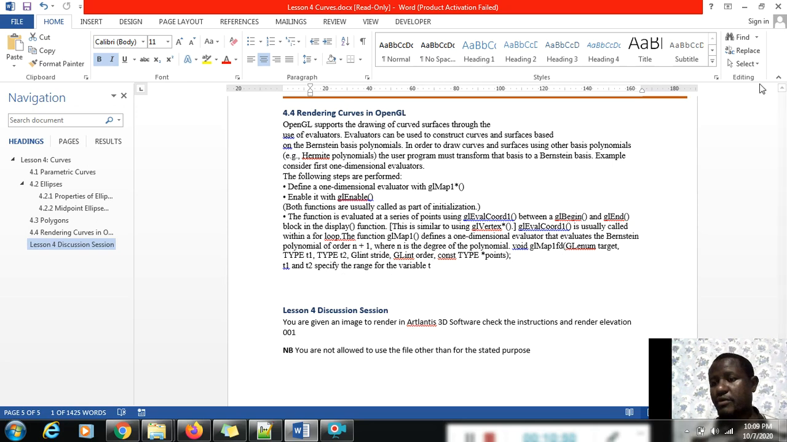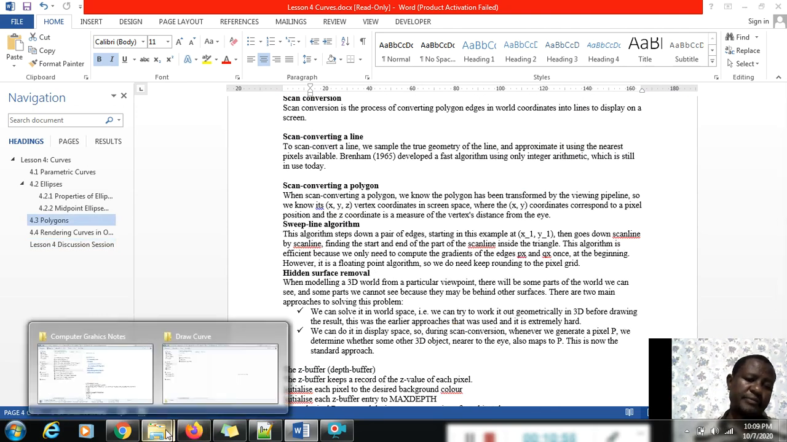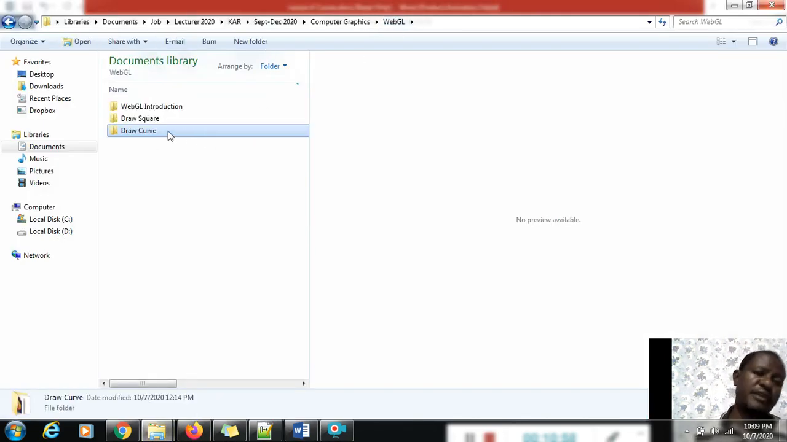But in OpenGL, in WebGL, we can basically follow what we did last time. I had created a file to illustrate that. Basically, there are 3 files if you want to draw the curve. I'll add this to whatever resources you had last time so that you can download it.